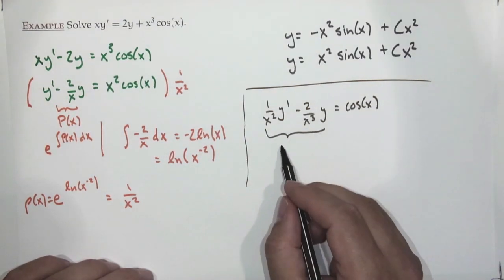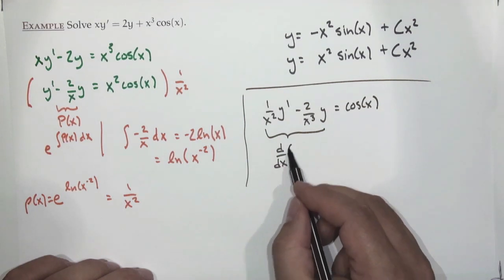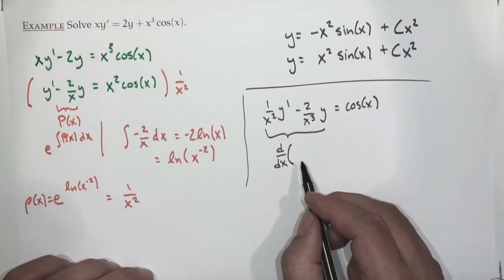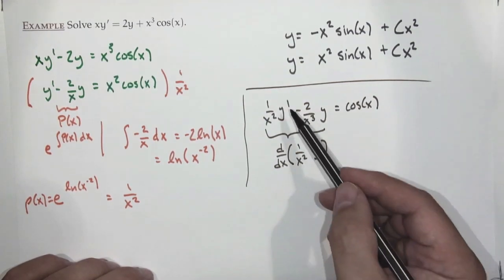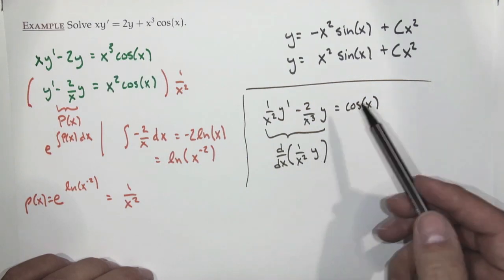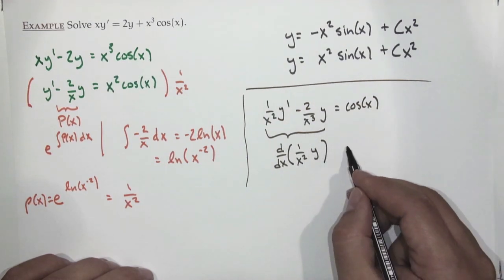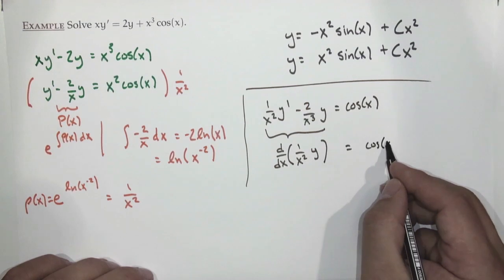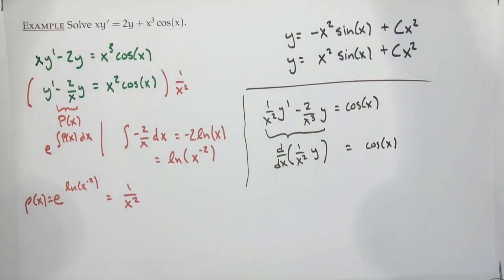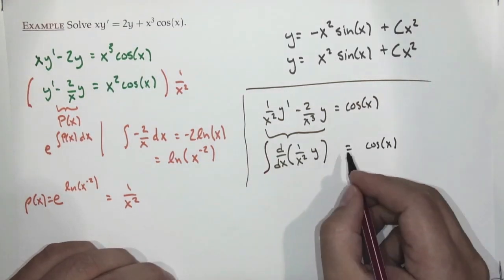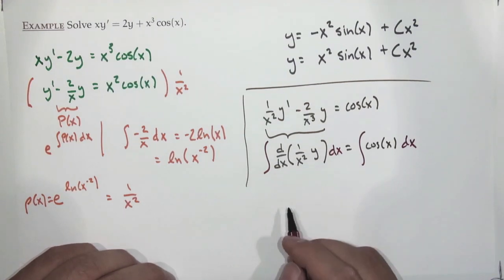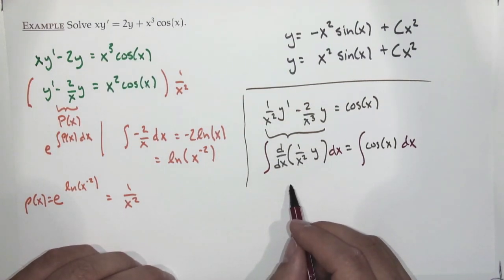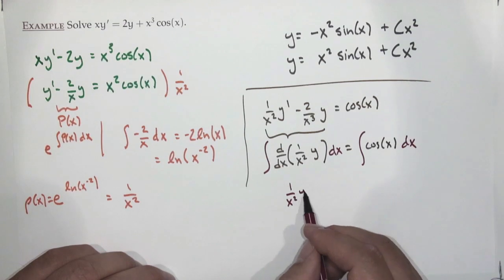Well, left-hand side. This is the derivative of something. It's the derivative of what? Rho of x, 1 over x squared times y. And again, you can always double check that it works. All right, equals cosine of x. And now we're like, hey, this will be something we could take an integral of. And so we integrate both sides. Integral of the derivative of 1 over x squared times y is 1 over x squared times y.